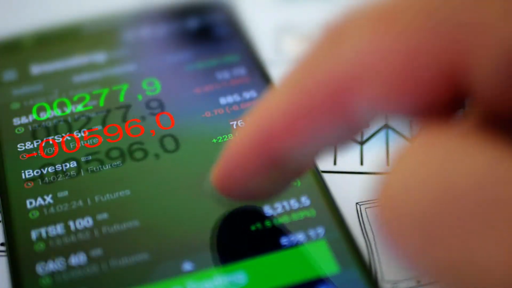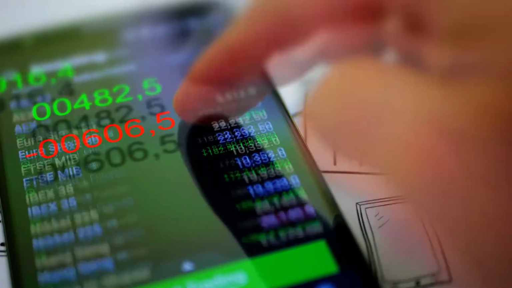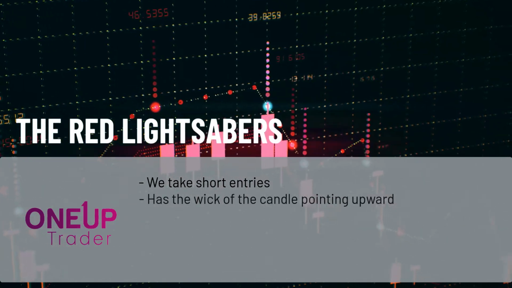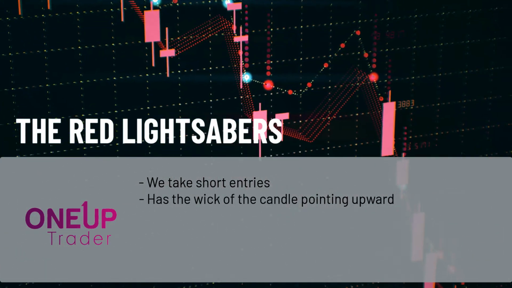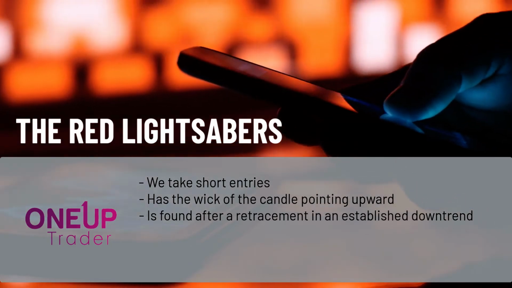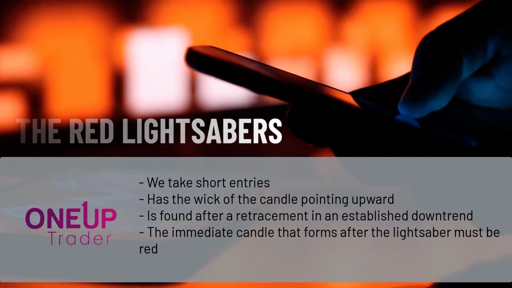Here are the very important characteristics of the green and the red lightsaber candlestick formation. For red lightsabers, we are only taking short entries. We have the wick of the candle pointing upward, it is found after a pullback in an established downtrend, and the immediate candle that forms after the lightsaber must be red.